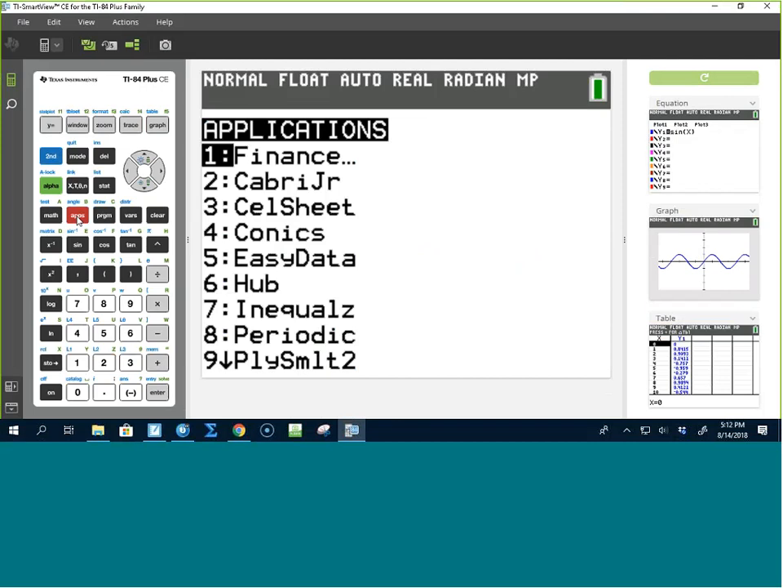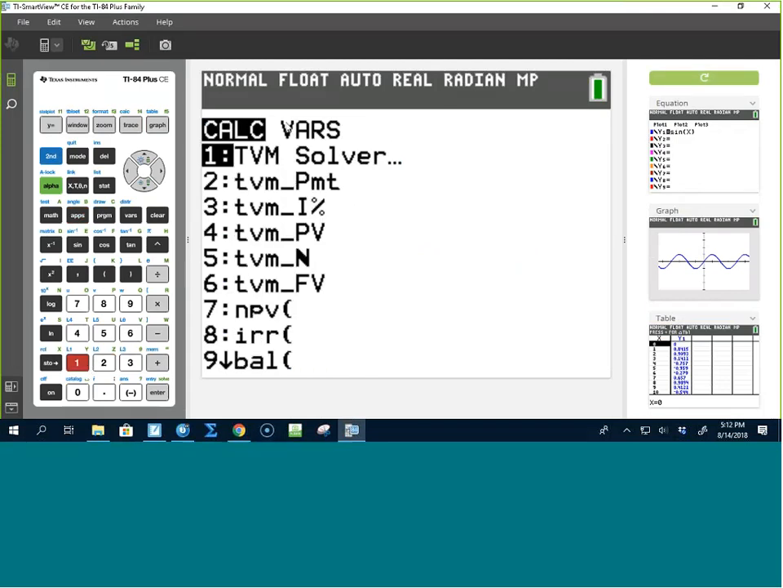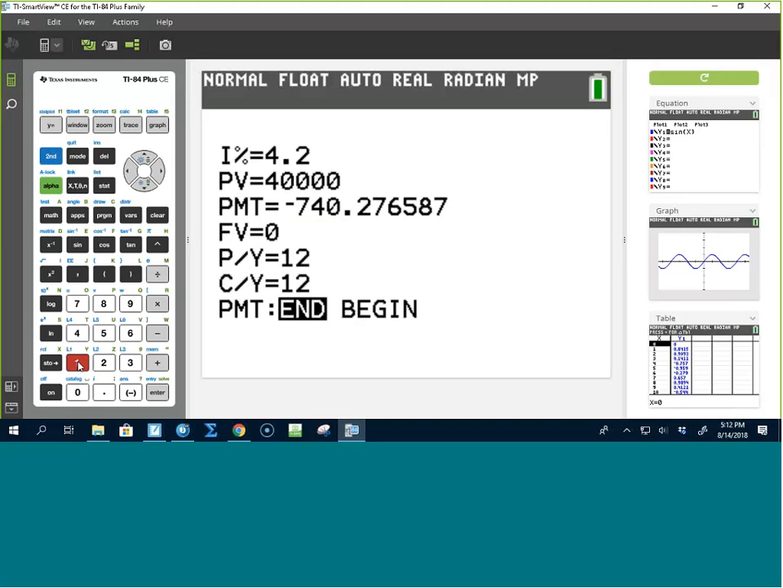So what we're going to do is go into the Finance app, which is right at this button. And to buy our dream car, we're going to go into TVM Solver, which is number 1. And this didn't clear out. I must not have hit something right. But we're going with a 5-year loan. So that means it's 5 years, and we can multiply that by 12 months. I'm going to press enter. Our interest is 4.2%.